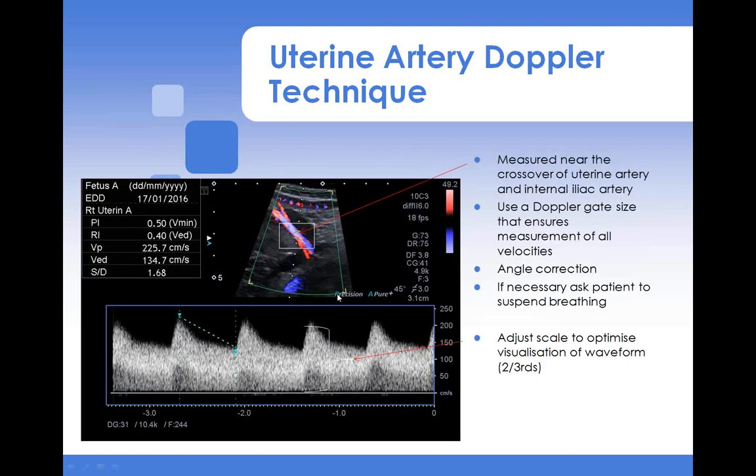So first image shown here, and I'm hoping everyone can see the pointer. So we can see measured at the crossover of uterine artery and internal iliac artery. So internal iliac artery is just here. This is the vein. You can see the uterine artery. We use a wide Doppler gate to make sure we measure all the velocities. There's angle correction. If you're having trouble in obtaining a clean trace, you can ask the patient to hold their breath. And remember to adjust the Doppler scale to optimize the visualization of the waveform. And I talk about two-thirds so that the waveform fills two-thirds of the scale.